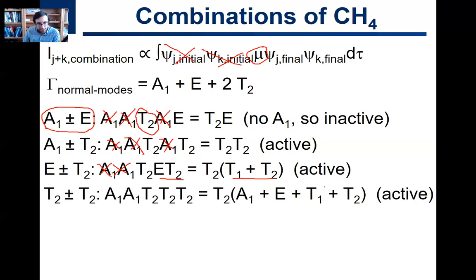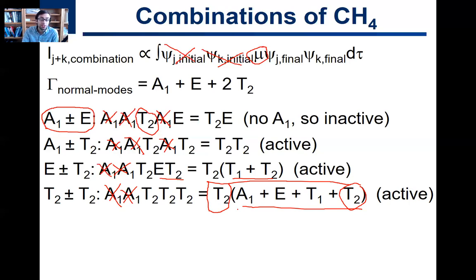T2 plus or minus T2. Why can we do this one? Because there are two T2s, so they could couple with one another and make a combination that way. Again, we've got the A1s in the beginning. Those can go away. We have a T2 as mu, and then we have T2 and T2. So it's T2 cubed, T2 times T2. We've gone over this before, but it equals A1 plus E plus T1 plus T2. Because there's a T2 here, that means you're going to have a T2 times a T2. And whatever that is, it's going to have an A1 in it. And so that's going to be active.